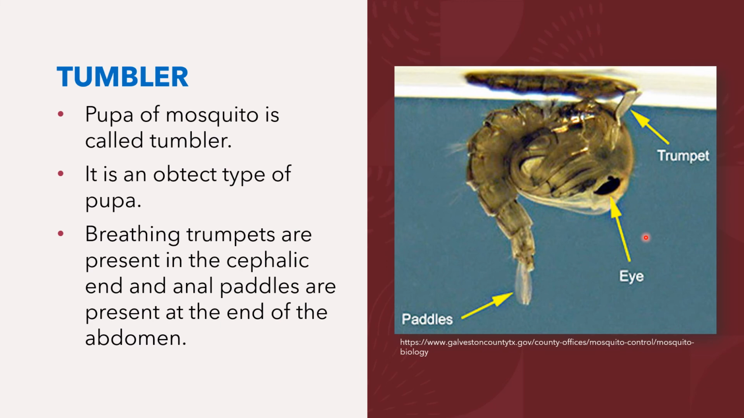Another type of obtect pupa is the tumbler. The tumbler is the pupa of the mosquito. It is an obtect type pupa. In terms of its structure, it is comma-shaped with rudimentary appendages. The breathing trumpets are present in the cephalic end, and the anal paddles are present at the end of the abdomen. The abdomen is capable of jerky movements which are produced by the anal paddles, and the pupa is considered to be very active.